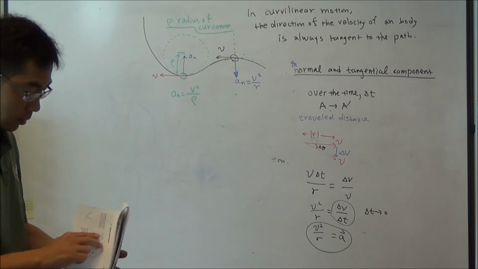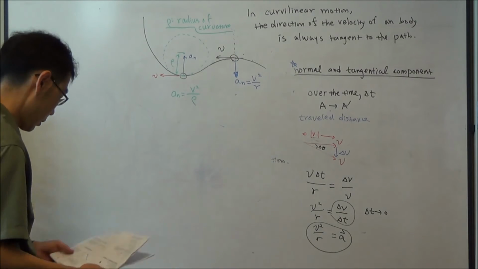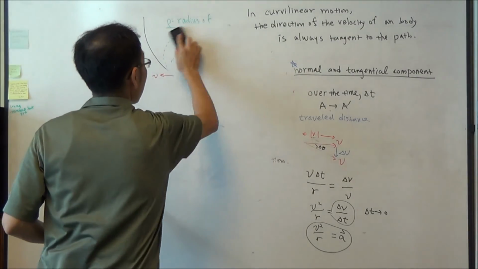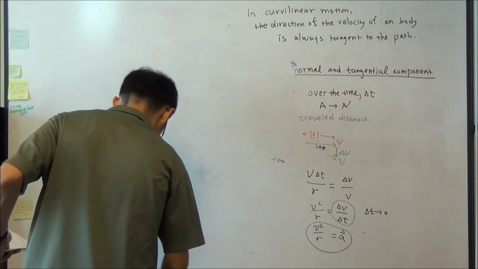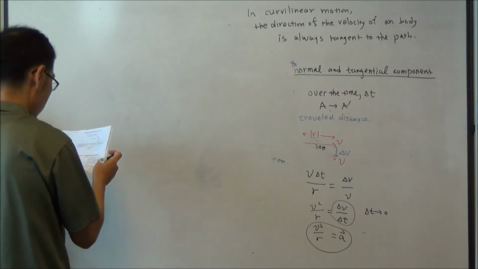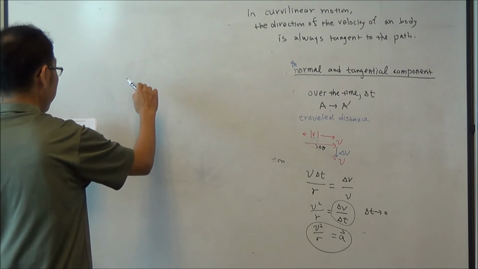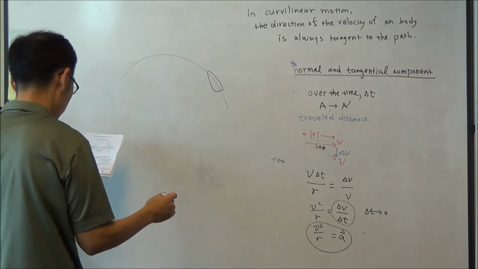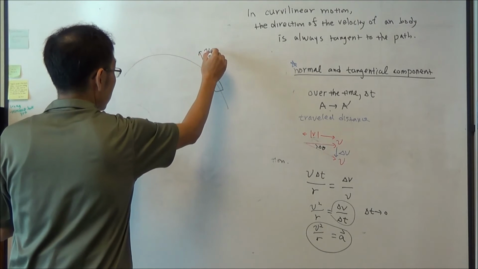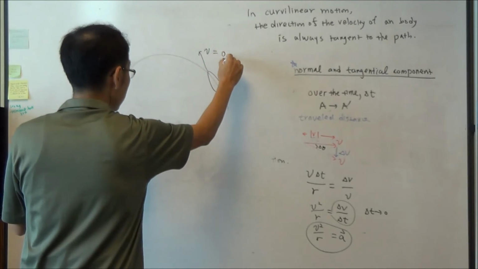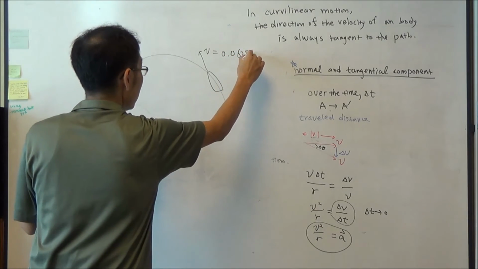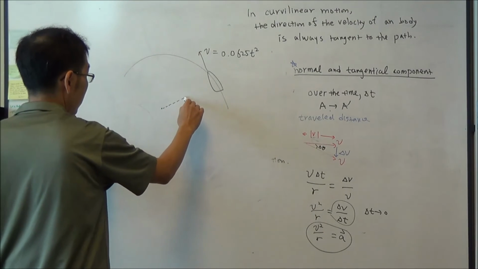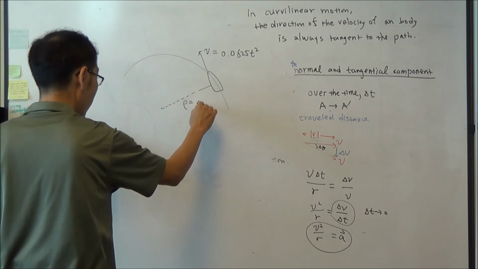Okay, then let me give you an example. This is kind of circular motion. We have a boat here, and this boat has a velocity. The velocity is given as 0.0625 t squared, and the radius is 40 meters.